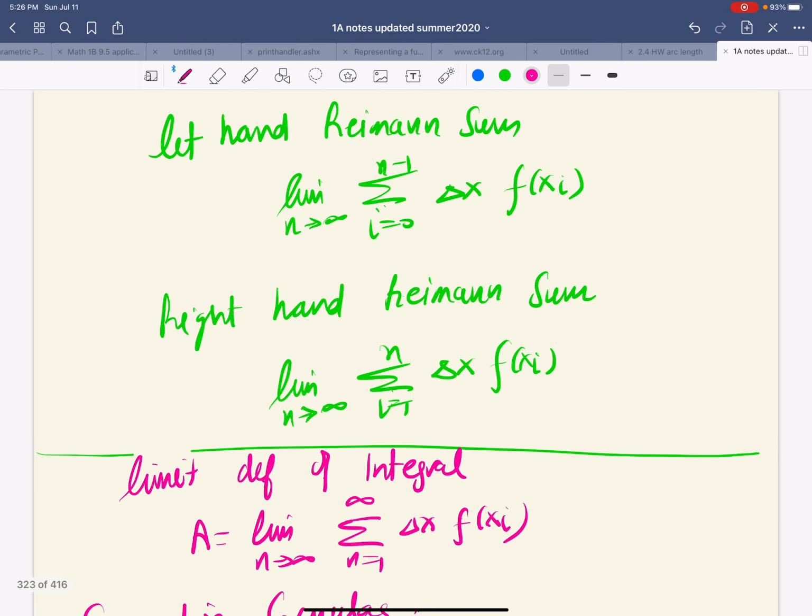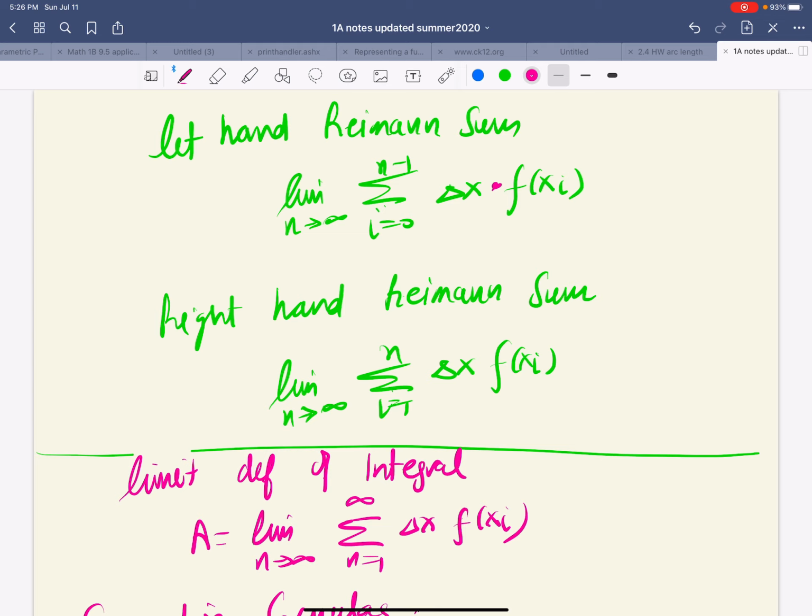Next, we're going to look at the left-handed Riemann sum and the right-handed Riemann sum. The left-handed Riemann sum would be limit n goes to infinity, i equals 0 to n minus 1, delta x times f of x_i. Now, we estimated the area using finite Riemann sums, but we saw that our estimate was not very good, because the more rectangles we use, the better approximation we get.